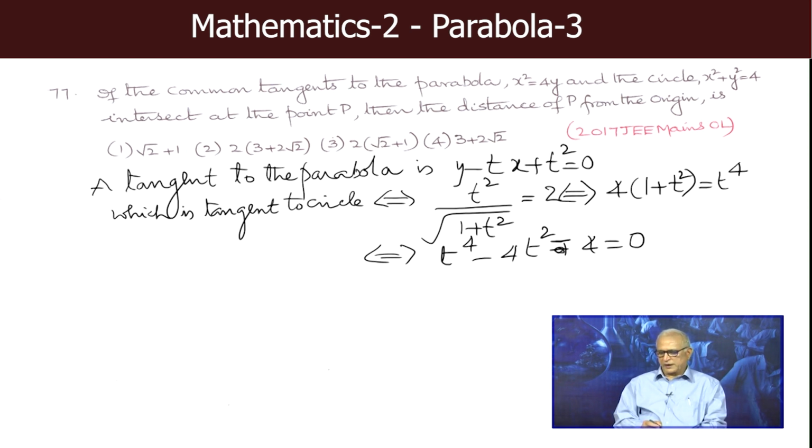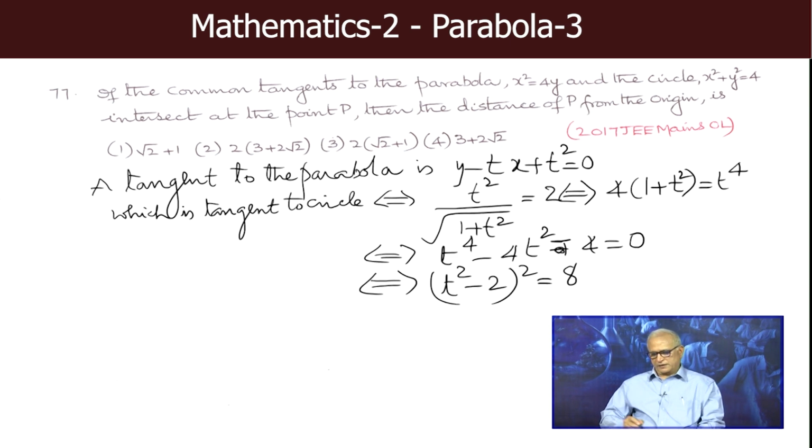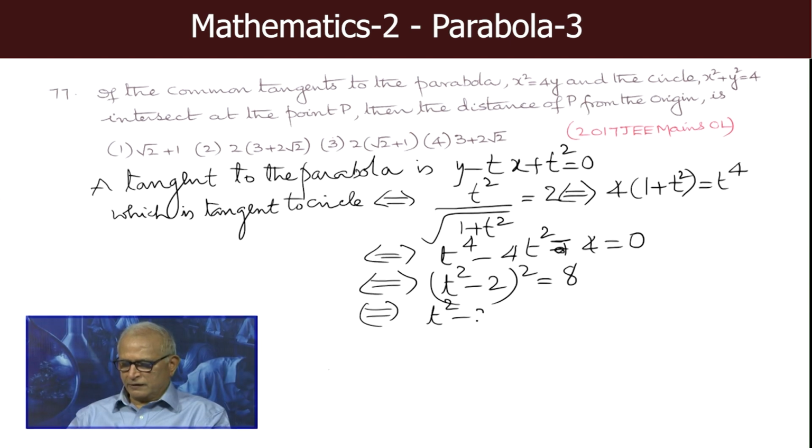T power 4 minus 4t square minus 4 equal to 0, or completion of squares, add the 4 both sides. After transferring this to other side, t power 4 minus 4t square becomes t square minus 2 whole square, by adding 4. 4 plus 4 is 8. Or t square minus 2 can be negative also. T square minus 2 whole square is 8.